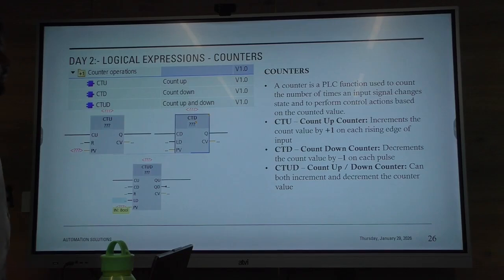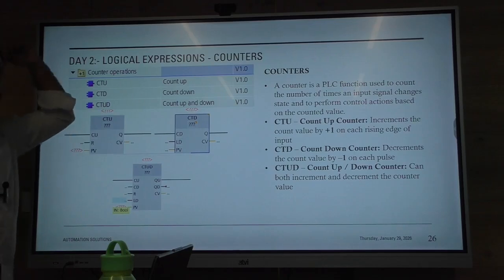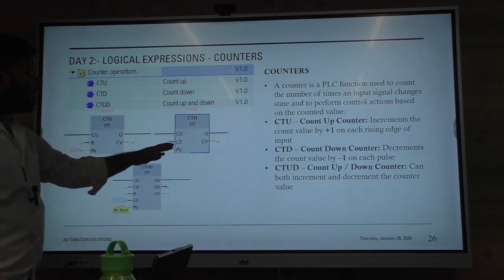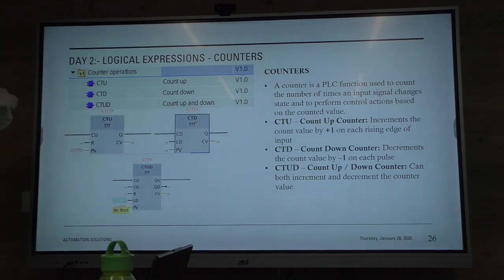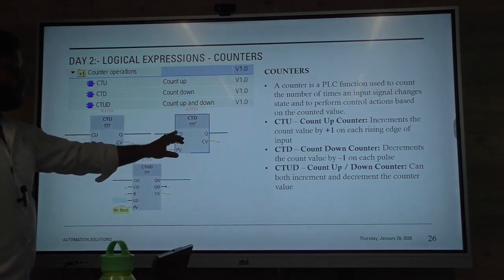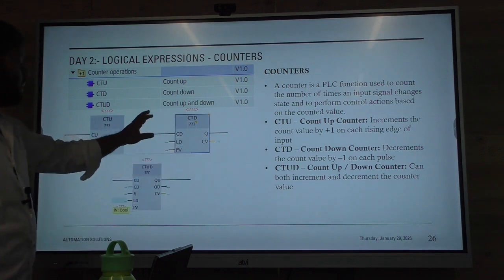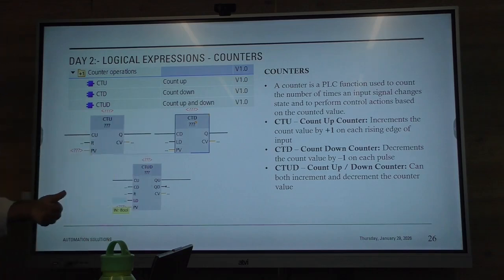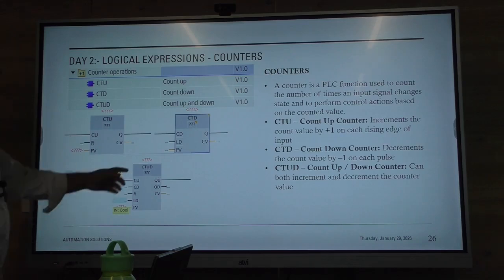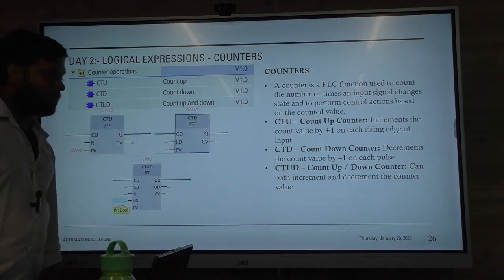And in the down counter, it will decrement the count. This is the up counter: it will start from 0 to the preset value. But the down counter will decrement from the preset value to 0. Here CD is the input for the counter. When it experiences the rising edge, the count will be decreased by 1. It will come up to 0, and it will go below 0 also until we reset this counter.